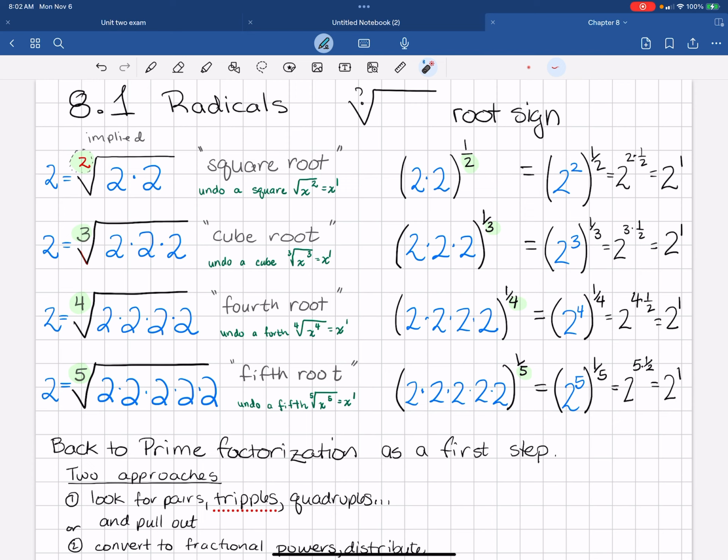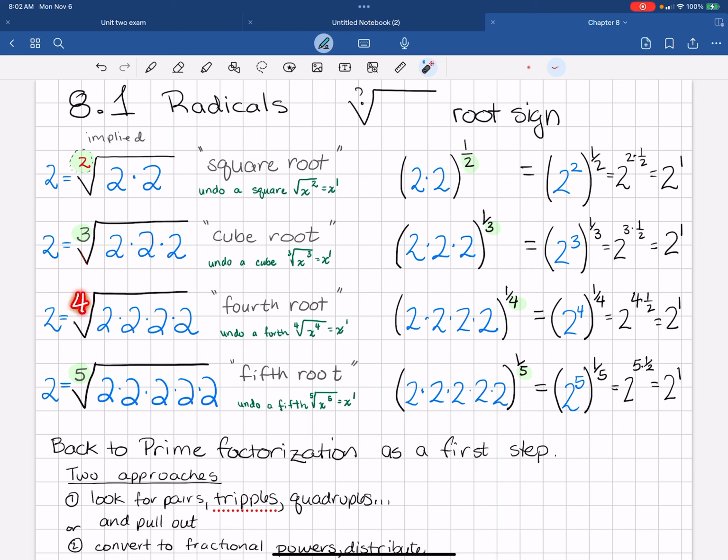8 happens to be 2 cubed. So if we want the cube root of 8, we're asking what number multiplied by itself 3 times is 8, and that has to be 2 times 2 times 2. So when we're doing a cube root, we're looking for groups of 3. When we have a group of 3, we pull all of them out, and all 3 of them become just the 2.